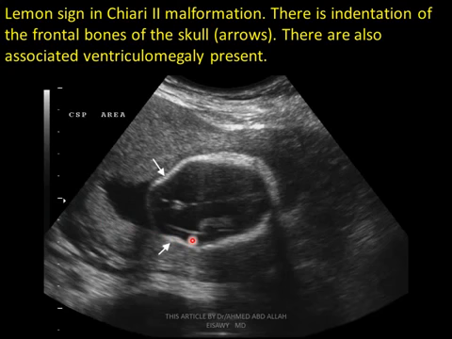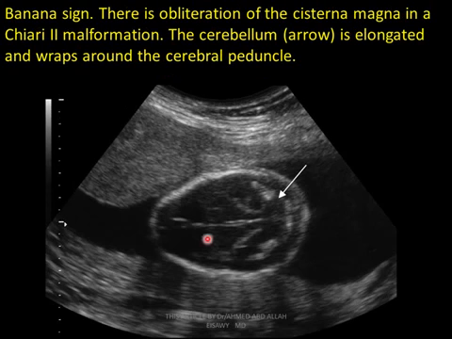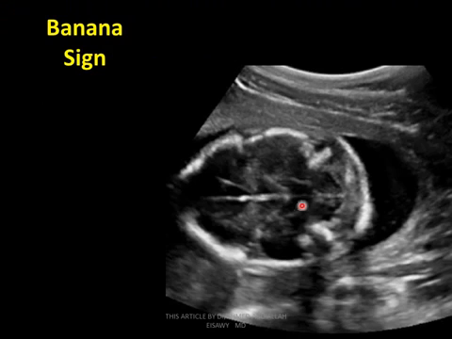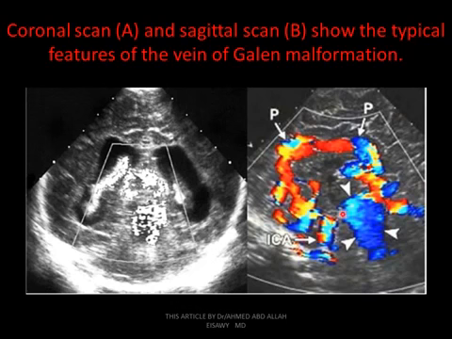Lemon sign in Chiari 2 malformation: indentation of the frontal bones of the skull with the associated ventricle. Banana sign of the cerebellum, obliteration of the cisterna magna in the Chiari 2 malformation. The cerebellum is elongated and wraps around the cerebral peduncle. Banana sign of the cerebellum and obliteration of the cisterna magna, as we see in Arnold-Chiari 2 malformation. Coronal and sagittal images show typical features of vein of Galen malformation.